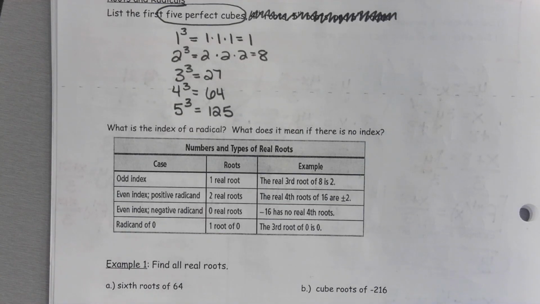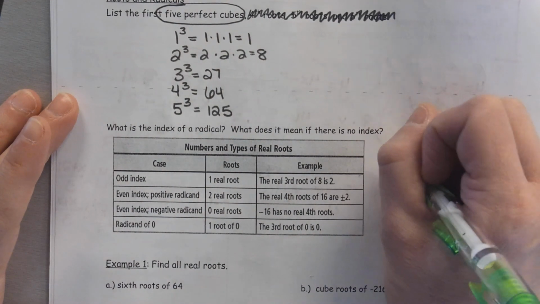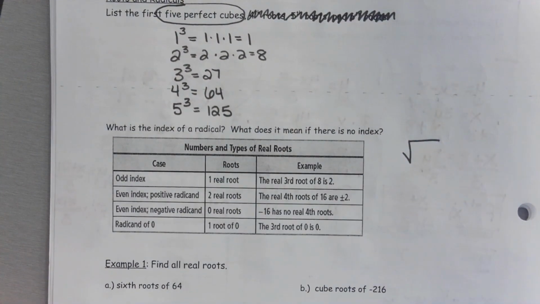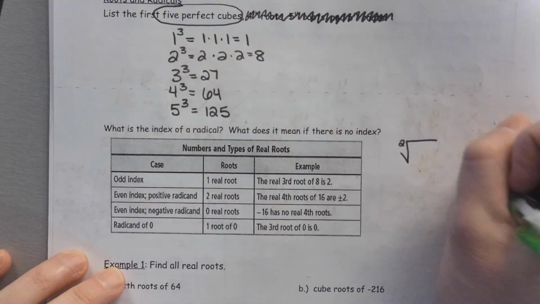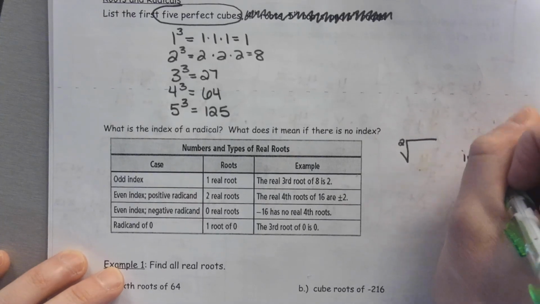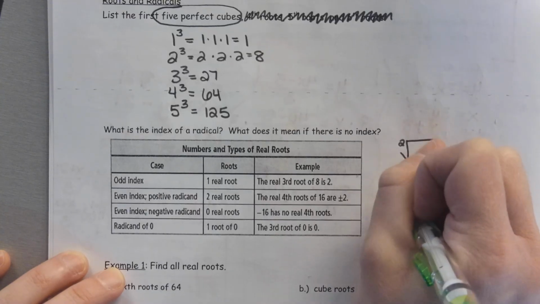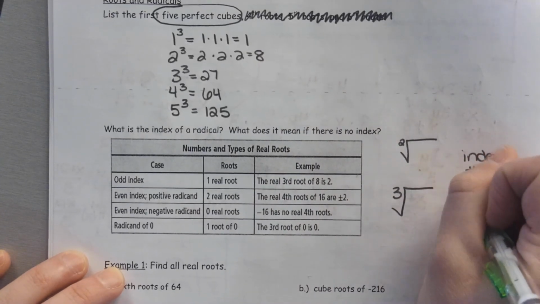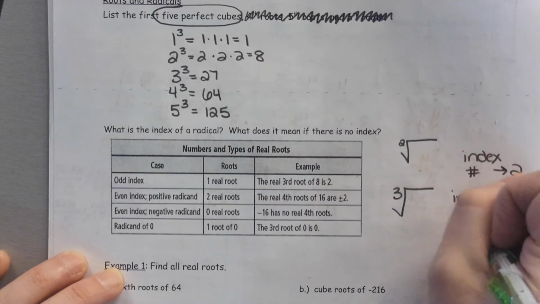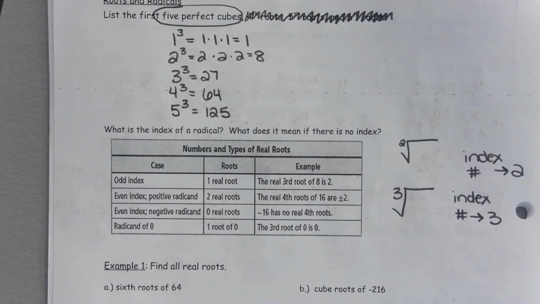do you know what index number means? If I say index number? Okay. If I have this, what type of root is that? A square root. How do you know? There's no 2. We just know, right? So my index number would be 2. If I had a cubed root, then my index number would be 3. If I had a 4th root, my index number would be 4.